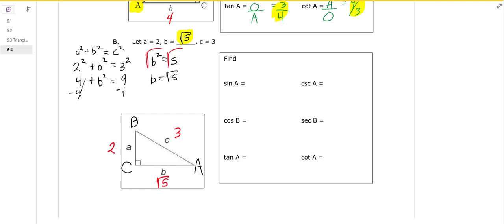So I'll do the same thing again. Oscar has a hairy old ass. Or you can think of SOHCAHTOA. I just got to know how to spell it.